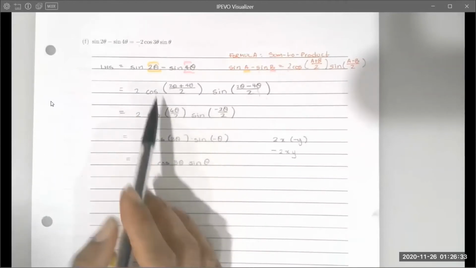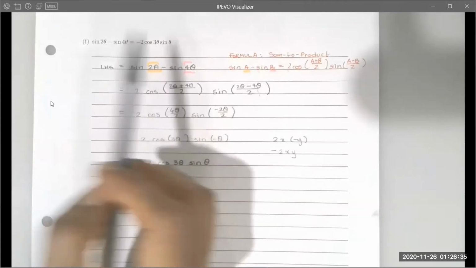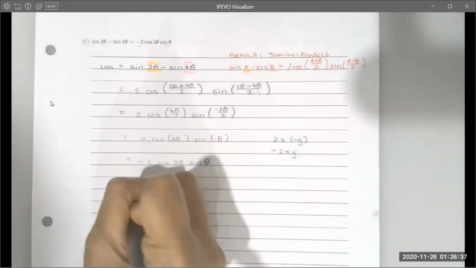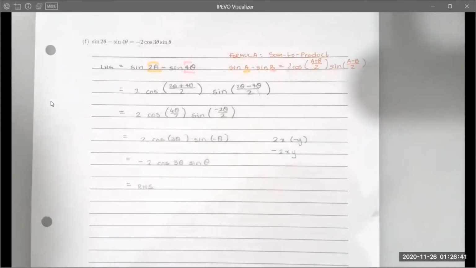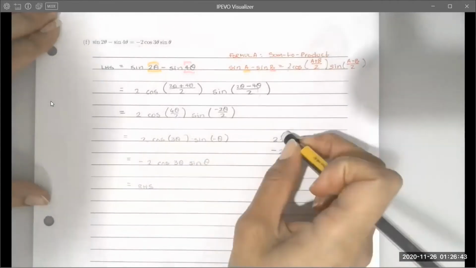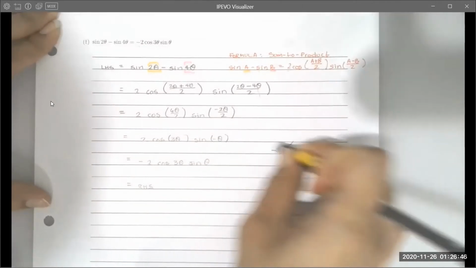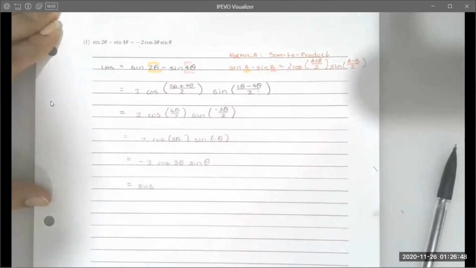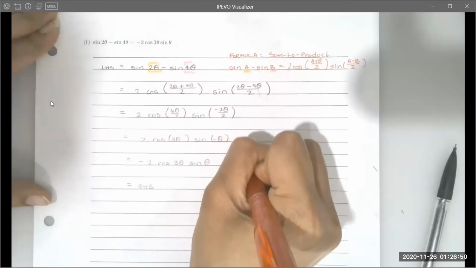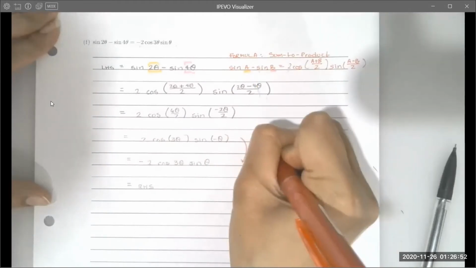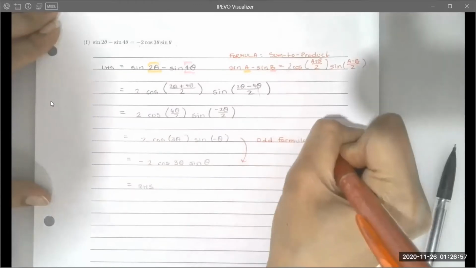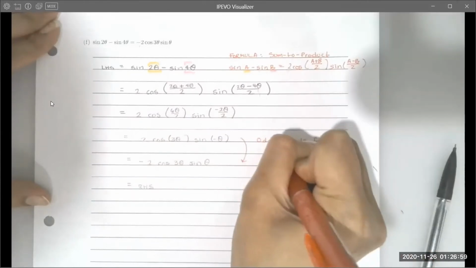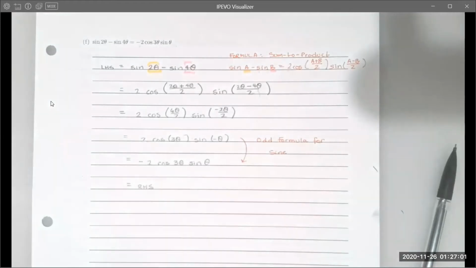And now that we've done that, it looks exactly like the right-hand side that we were trying to reach. So again, let me just write justification here because I skipped that part. So from this step to this step, we just use the odd formula for sine. So any questions there?